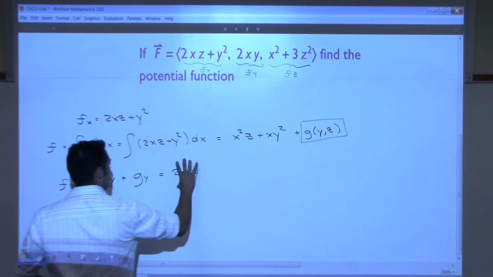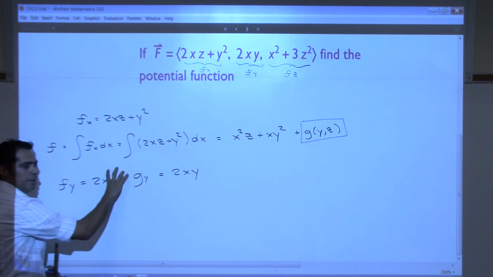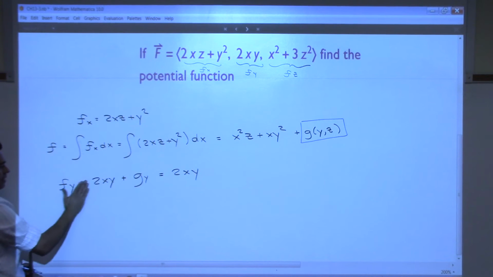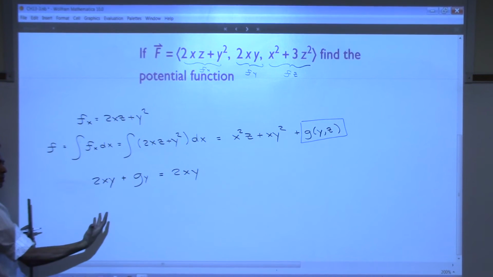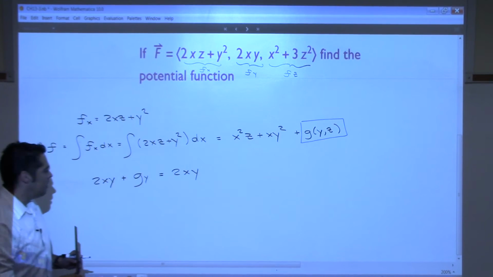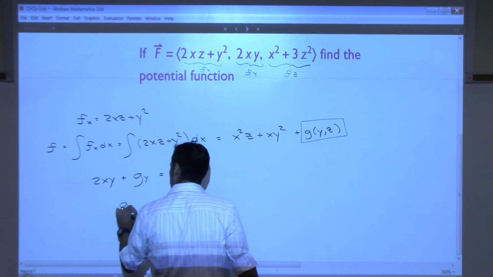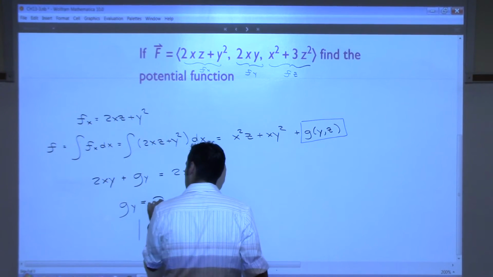These have to be equal, right? The one that we know and the one that we're building from have to be equal. So I can get rid of that if you want to just look at it as an equation. Subtract, and you get derivative of g with respect to y must be 0.